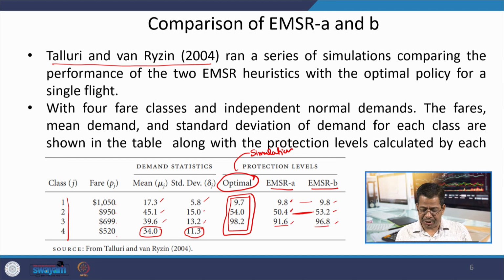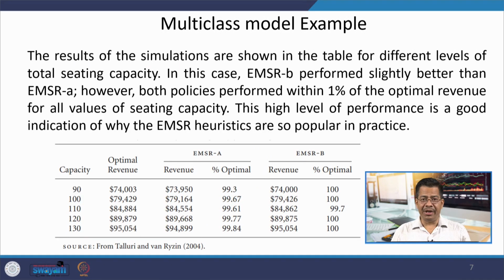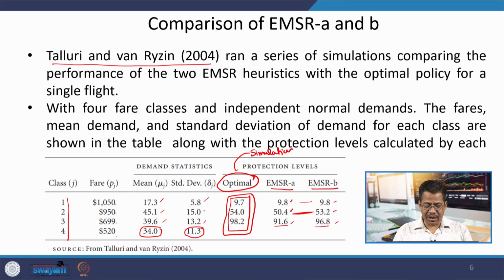9.7 is the optimal protection level, while A and B give 9.8 as the protection level. 54 is the optimal protection level for class 2, while it is 50.4 and 53.2. 98.2 is the optimal protection level for class 3, while it is 91.6 and 96.8. So, you can say that these are more or less very close for A and B. Now, let us see the total revenue calculations for these different optimal, A and B levels.